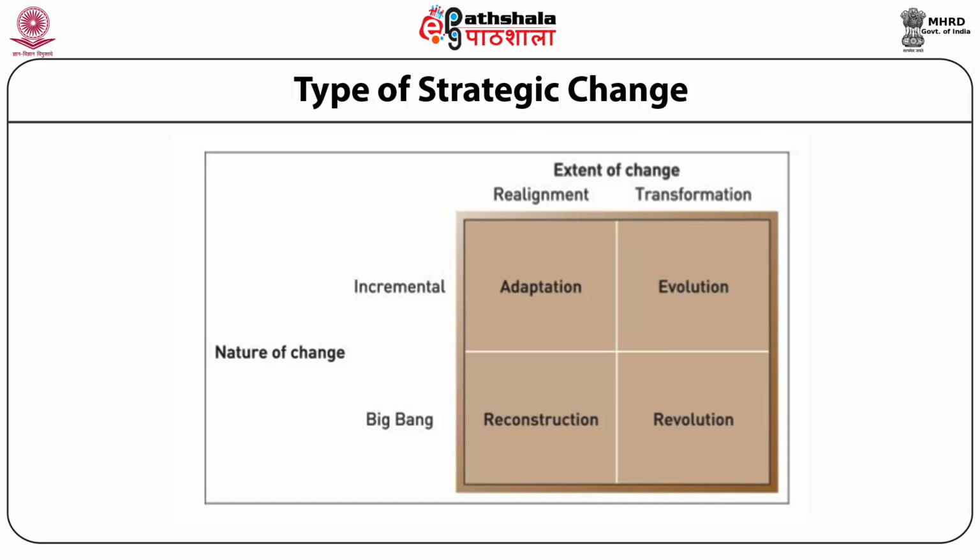So 4 types of changes, as I have discussed earlier. Adaptation is when the nature of change is incremental and you just need to realign. If the change is incremental and the extent of change is transformational, you really need to evolve out of it. So that's an evolution path. If the change is big bang and you simply need to realign, that's a reconstruction part. And finally, a big bang change requiring a transformation is what we call revolution.